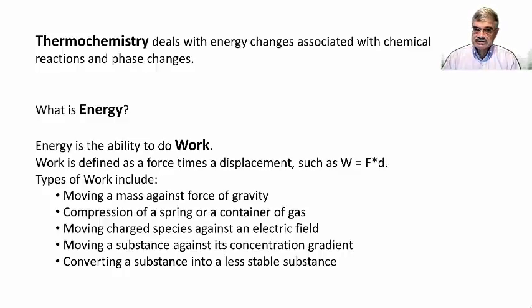Now, the application of this equation that we're most familiar with is moving a mass against the force of gravity, where F is the force of gravity and d is the distance that we've moved this object, for example, lifting a weight. But work could also be done by compressing a spring or a container of gas. Work can be done by moving charged particles against an electric field, or moving a magnet against a magnetic field, or moving a substance against its concentration gradient, or, in the area of chemistry, converting a substance to a less stable substance. These are all types of chemical work.